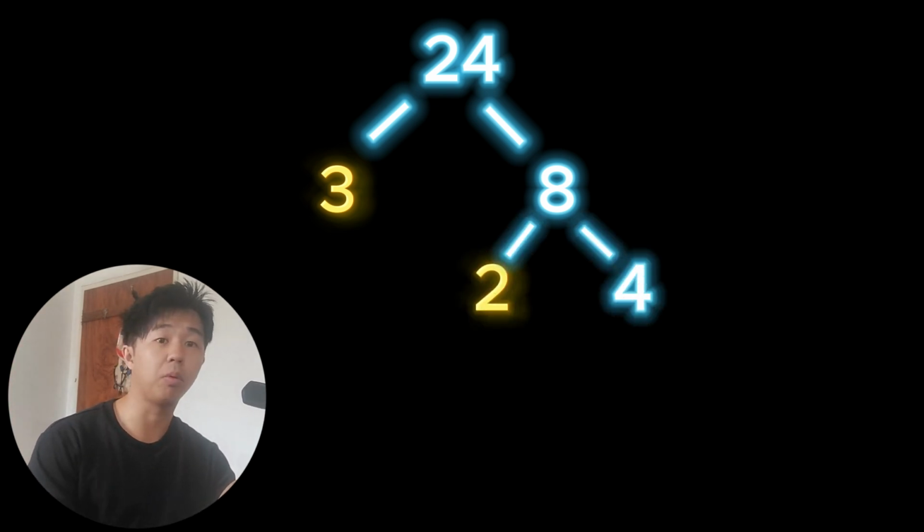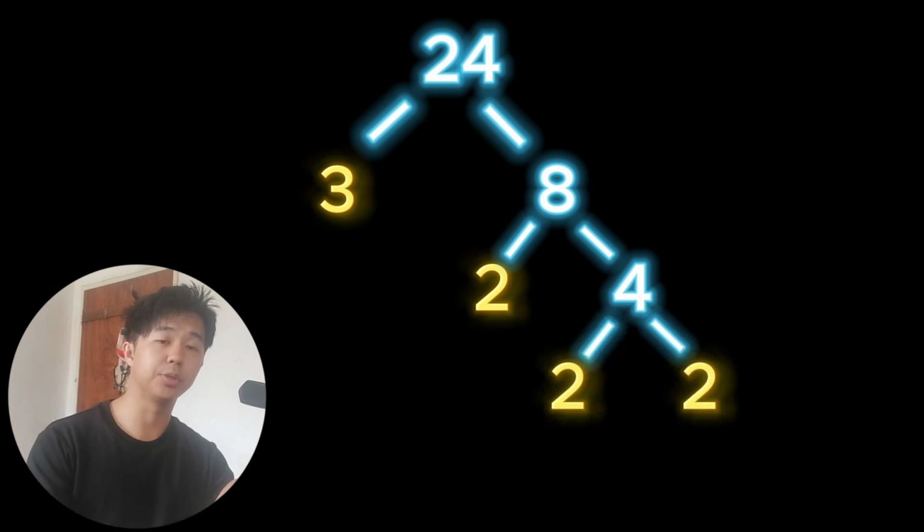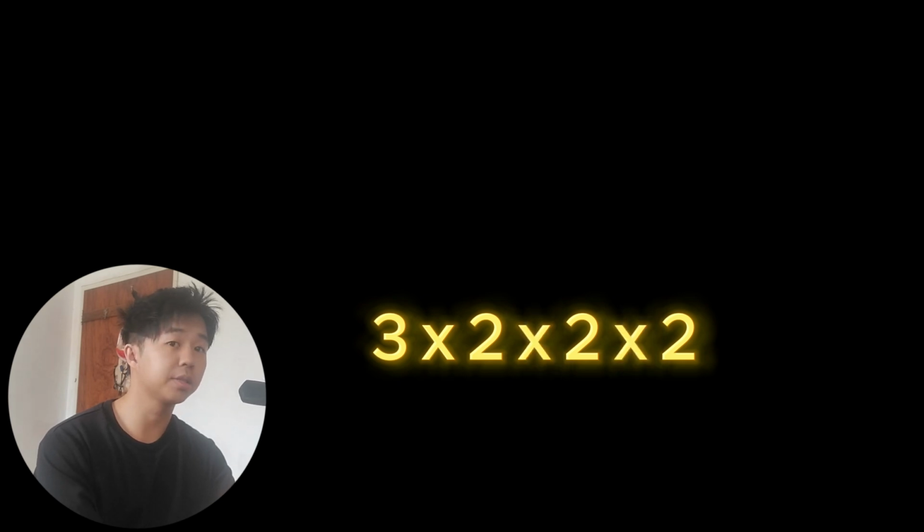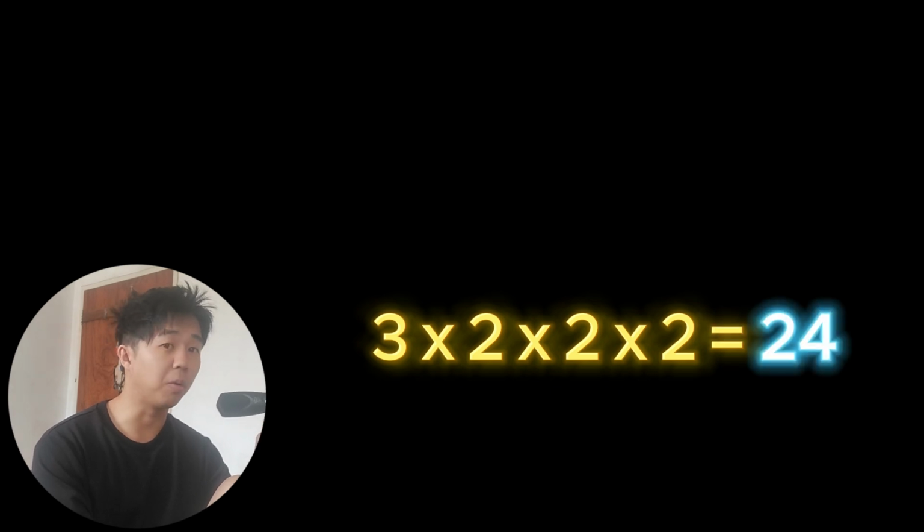8, we can still break down the number 8. How do we get to 8? 2 times 4. 2 is a prime number, so let's leave that alone. 4, break it down, 2 times 2. And as you can see, we only have prime numbers left. Nothing else we can break down. So let's take the 2 times the 3 times the 2 and the 2, write it all out, multiply them together, and we should get 24.